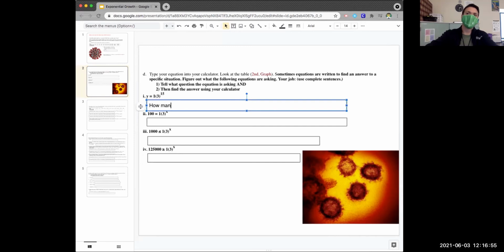How many newly infected at stage 15, or something like that. If you want to put it in your own words, you can. But that's what it's asking. It's saying when the exponent is 15, when the stage number is 15, how many are infected?